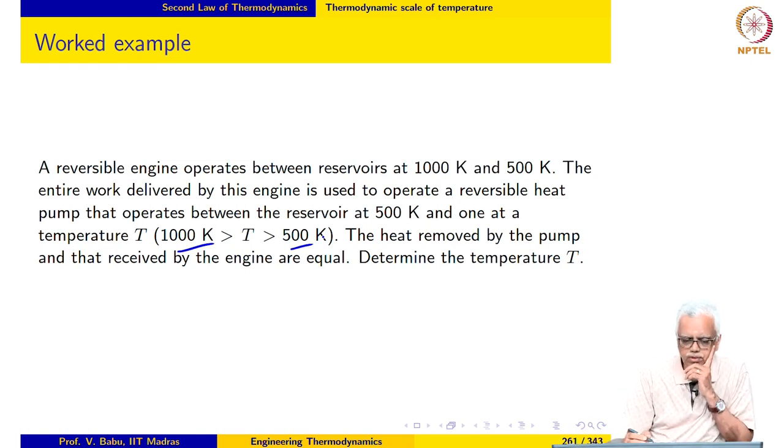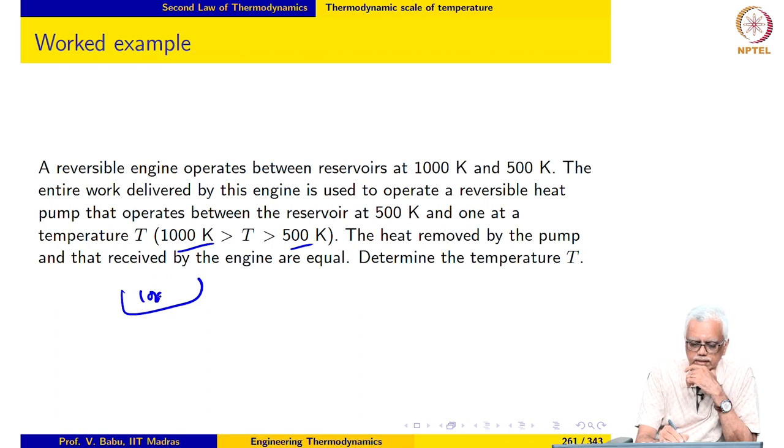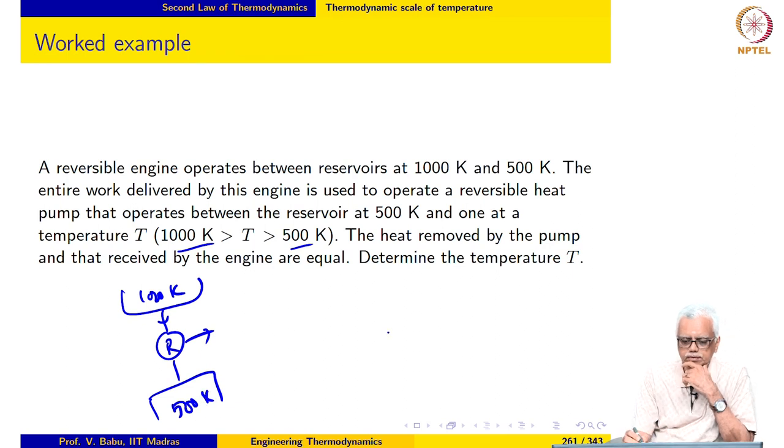So, if you try to draw a block diagram for this case, okay, so let us start with the reversible engine R. So, here we have a reservoir at 1000 Kelvin. So, we have a reversible engine R. This rejects heat to the reservoir at 500 Kelvin.